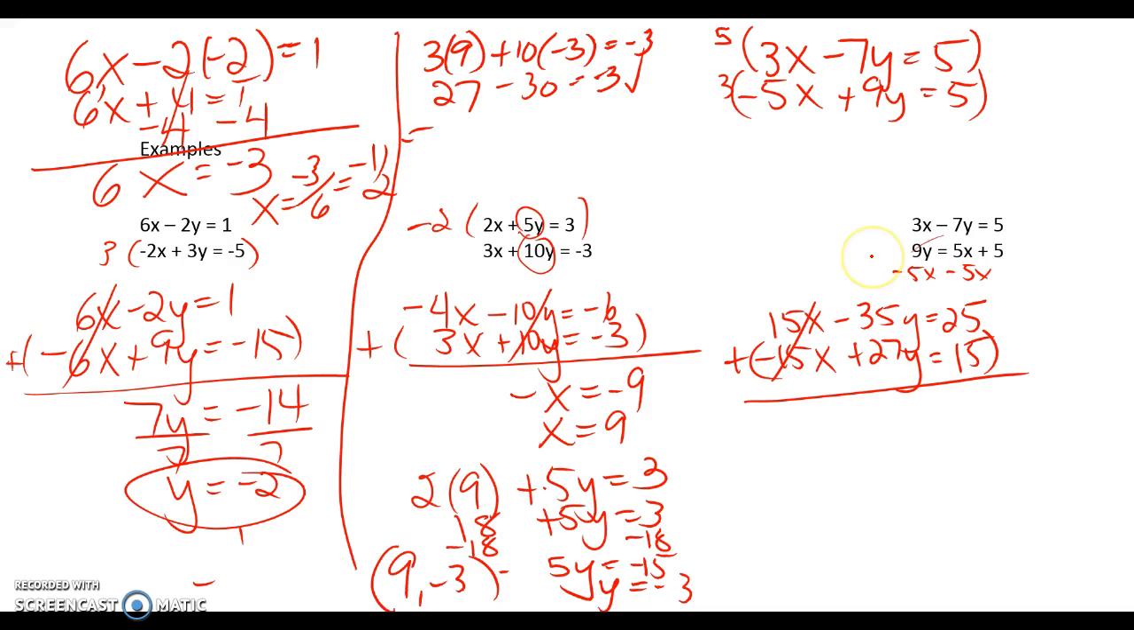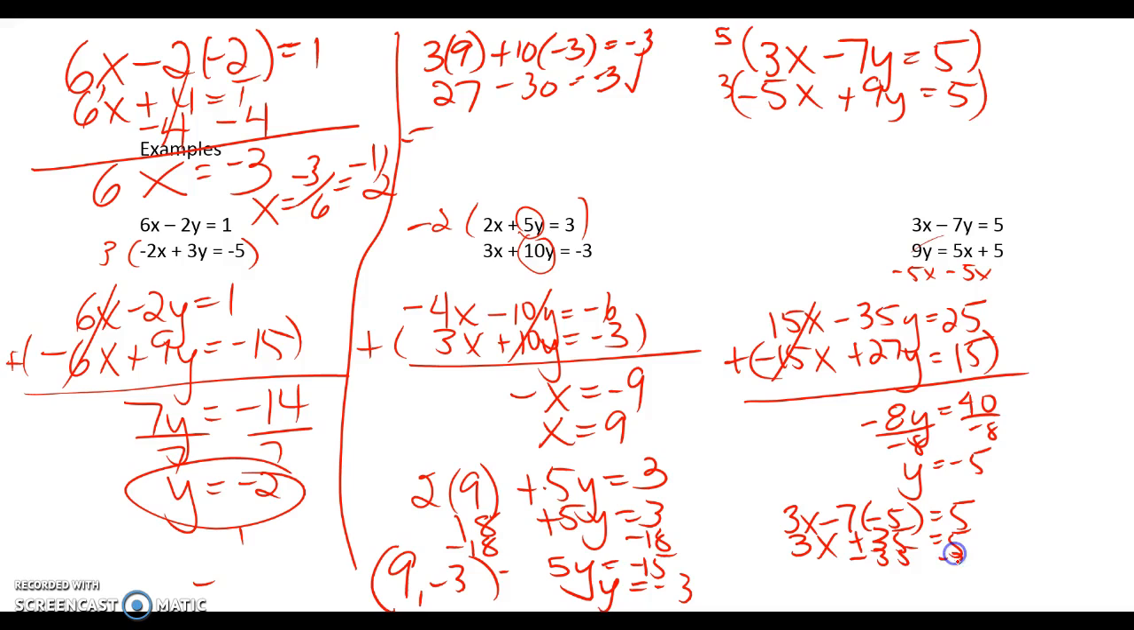Negative 35 plus 27, right, is negative 8y equals, and that's 40. Turns out it should be a nice number. Y equals negative 5. Let's pick one of the original equations. 3x minus 7 times negative 5 equals 5. 3x plus 35, right, equals 5. Subtract 35. 3x equals negative 30. X equals negative 10. So I think my answer should be negative 10, negative 5.